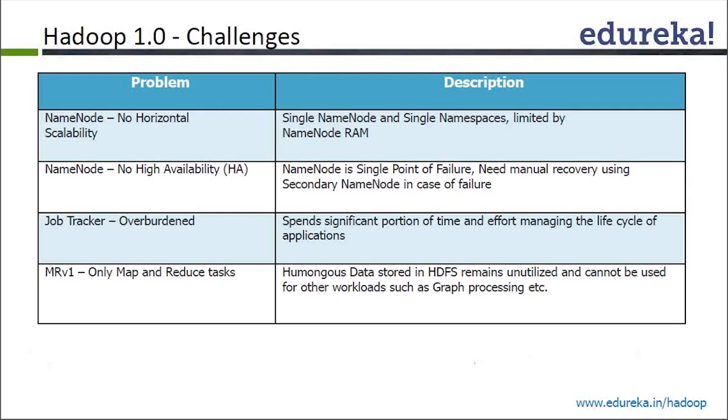The second challenge is the availability of the name node. As we know, there is a single name node inside the Hadoop cluster, so it is a single point of failure. At any point, if the name node goes down, your cluster is going to have an outage. And recovery using the secondary name node is a manual process. That again brings the availability of the Hadoop cluster down.